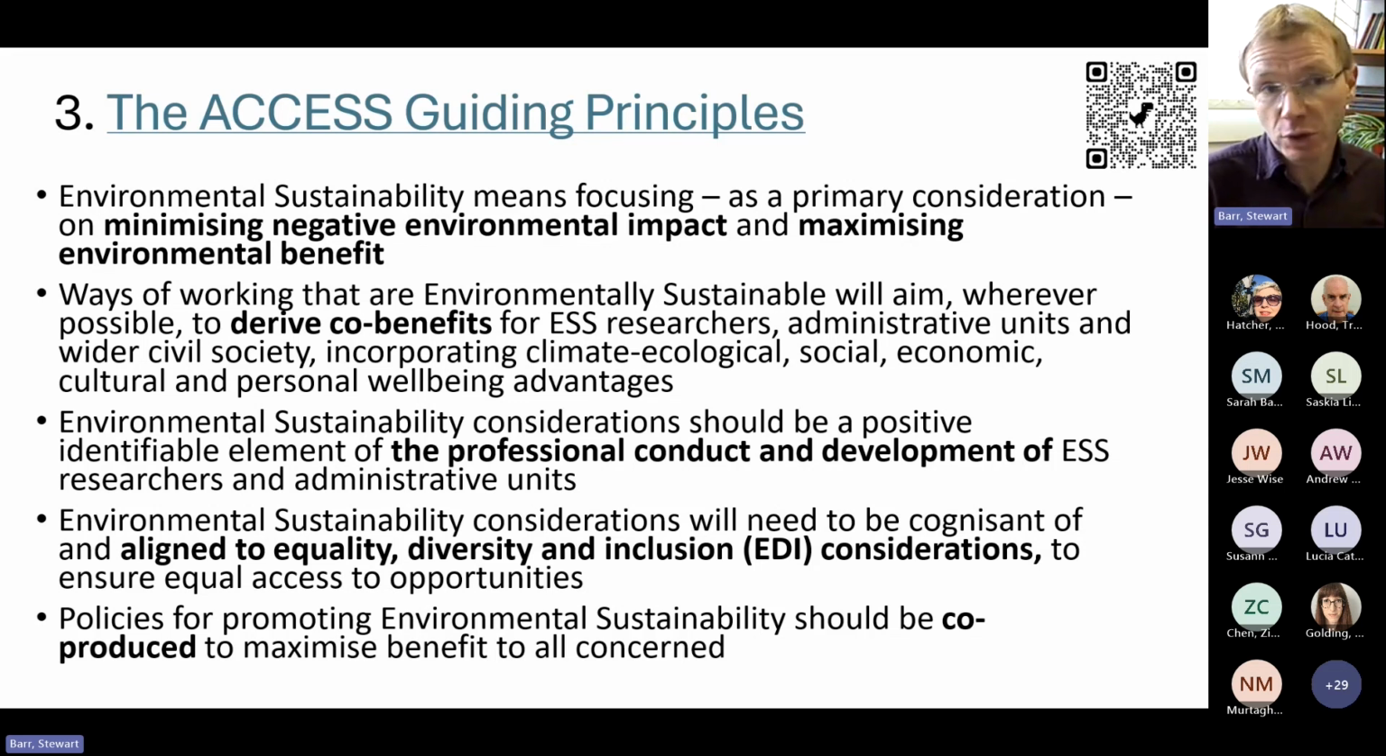But crucially, these last two bullet points, we need to be cognizant of and work with EDI to ensure that what we're trying to do on decarbonisation is done in an equitable and inclusive way. And then the final point, that we're doing that in a co-productive way rather than simply a small group of people coming up with rules and then implementing them.